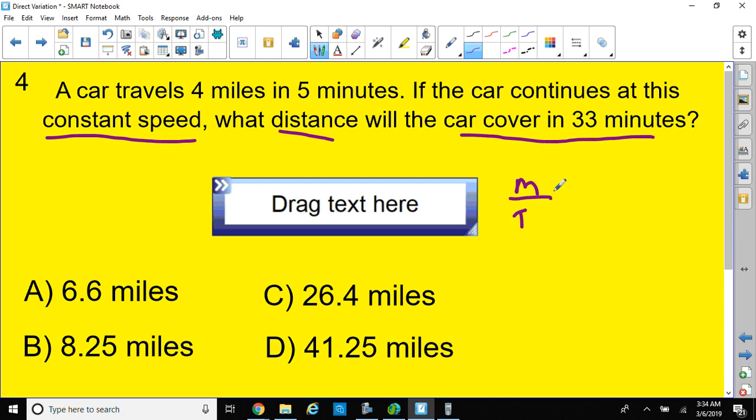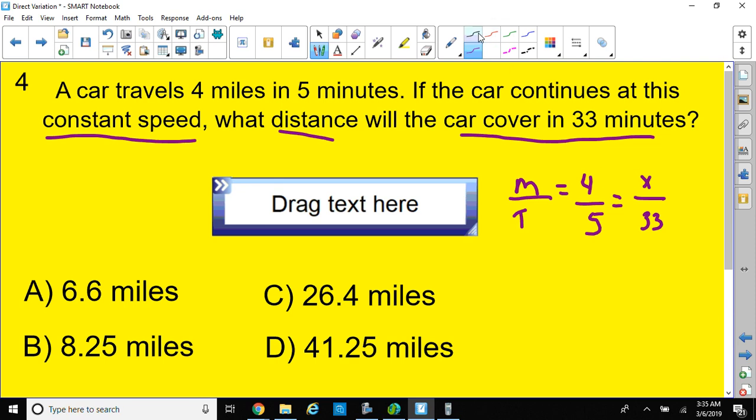So miles would be 4 over 5 minutes in time. And we want to see what that is equal to when it comes to minutes. I don't know what the miles will cover for 33 minutes. So I set up a proportion because we are dealing with equal fractions here. If you haven't seen my proportional relationship video, check it out. 4 over 5 is equal to that. So how do we solve that?